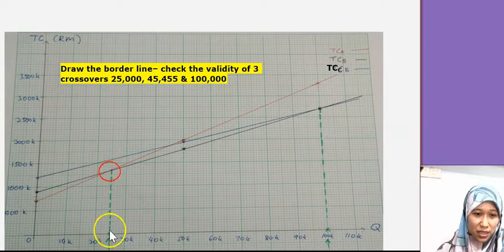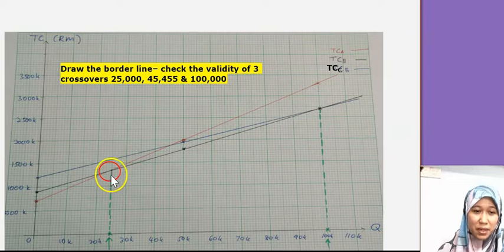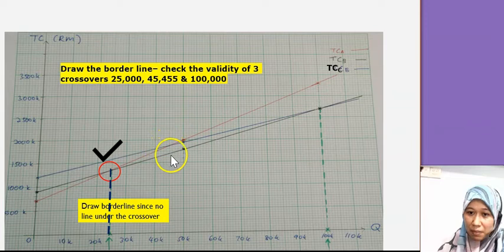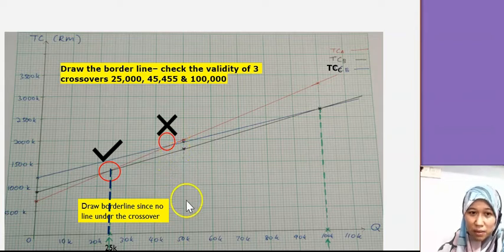The first one yang tadi kat sini yang dekat 25,000, kita boleh buat sempadan sebab dia tak ada garis apa-apa bawah dia. Dia direct je. Okay, so kita tarik garis ke bawah satu. Untuk yang ini, dia ada crossover tapi dia ada line bawah dia. So, kita tak boleh tarik sempadan kat sini. So, dia tak valid. Nope. This one cannot tarik bawah macam ni.